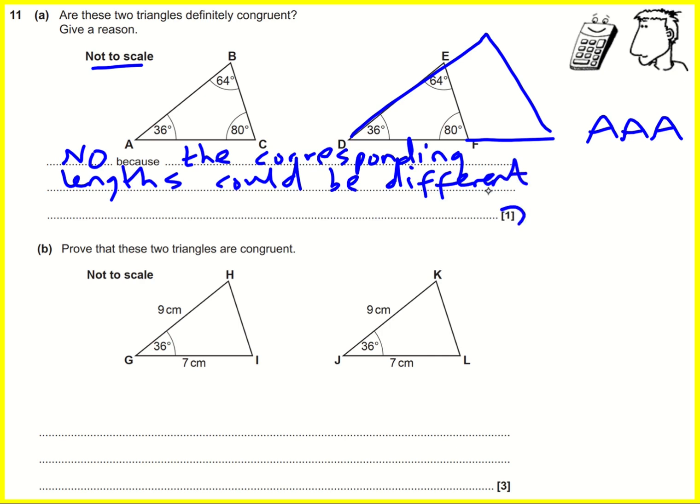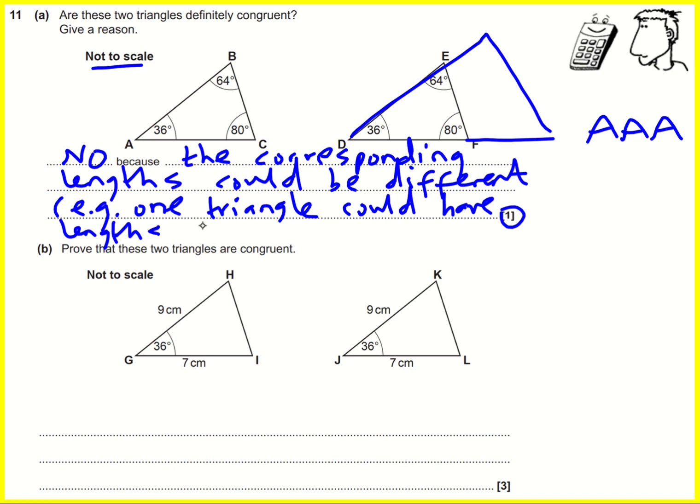I think that's enough for 1 mark, but I'm just going to clarify it and just say e.g. one triangle could have lengths double the other one. Good little test on whether you understand congruency. Right, then we're asked to prove that these two triangles are congruent.